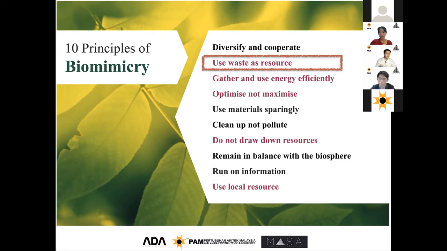And use materials sparingly. We need to think about the materials, whether they are sustainable, replaceable, renewable. Like clean up, not pollute. Nature never pollutes the environment. They always have a mechanism to clean up the water or clean up the air, especially the plants. And run on information. This is also something very interesting that we can learn from. All the natural beings run on information. For example, the trees know exactly when the leaves have to fall and when the leaves have to grow. Even the frogs know when the rainy days are and when the winter is, so they have to keep themselves warm, etc. So all the beings in nature are running on information.